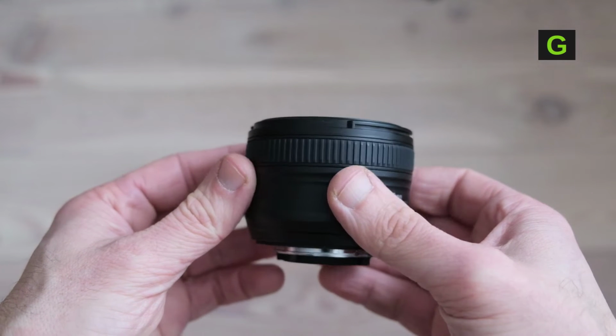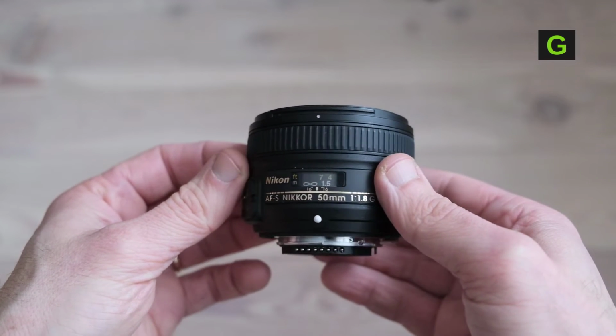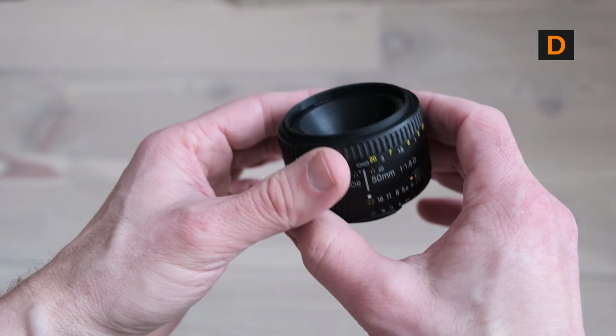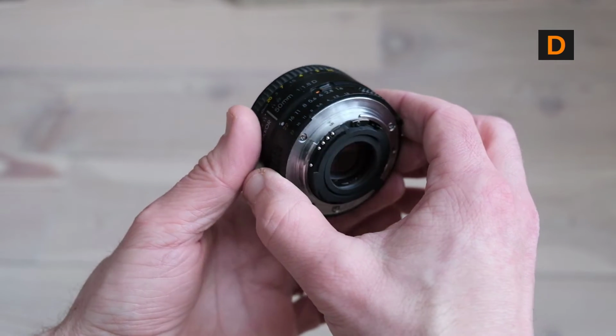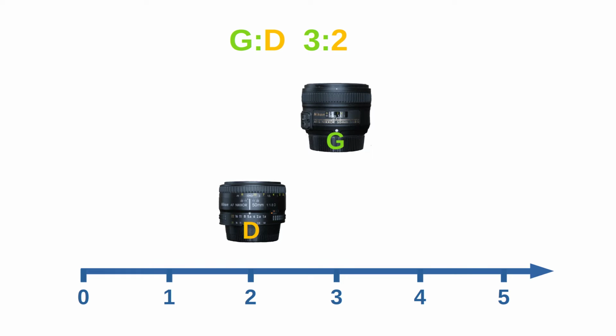Motor. One reason the G is larger is because it has a motor, and a nice one, a quick silent wave motor. The D relies on your camera body motor, and you may not have it in your camera, so a very fat point goes to the G, making the score 3-2.